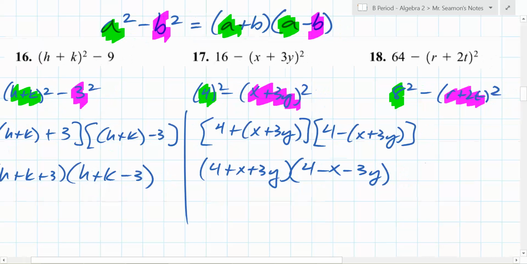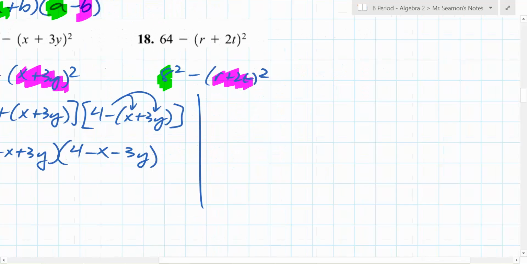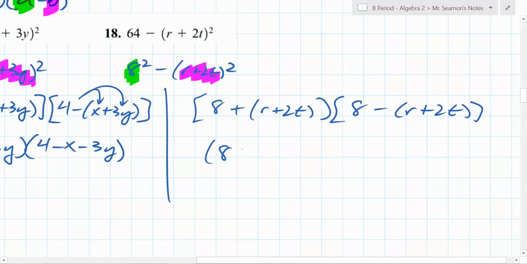Wait, how come it's minus now? You've got to distribute the negative. And what about this one? (8 plus (r plus 2t)) times (8 minus (r plus 2t)). So if you simplify this, you get (8 plus r plus 2t) times (8 minus r minus 2t). Correct. There you go. You've done the difference of squares.